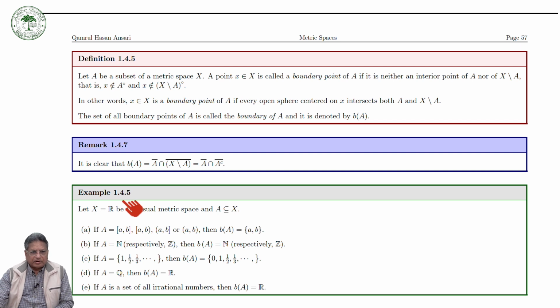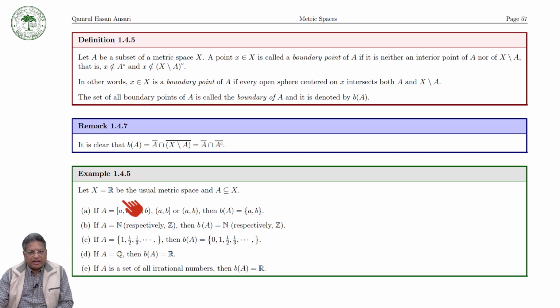Now we have some other definitions. So we have defined other things, the interior point and the limit point. What about the boundary point? Now we define the boundary point of a set.